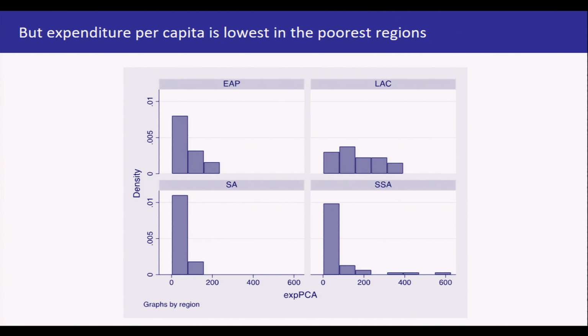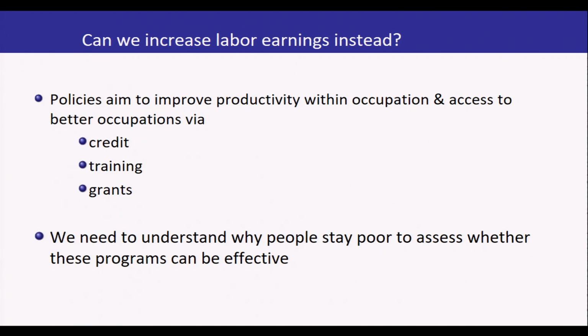However, if you look at expenditure per capita, that's lowest in the poorest regions, sub-Saharan Africa there at the bottom, and South Asia on the other hand. And that's because a large proportion of a small GDP is not that much money, and because there are very many eligible people in those regions. The other alternative to eliminate poverty is to actually act on the ultimate cause of poverty, which is low labor earnings. So there is a whole host of policies that aim to improve productivity within occupation, also access to better occupation by providing credit, training, or grants.